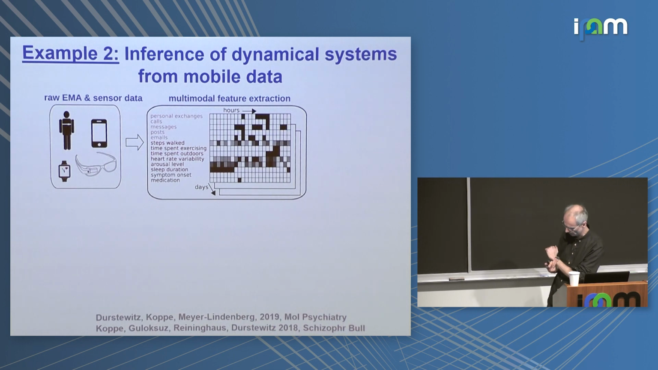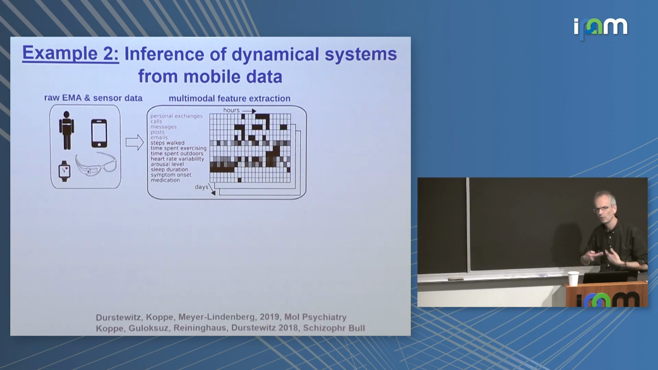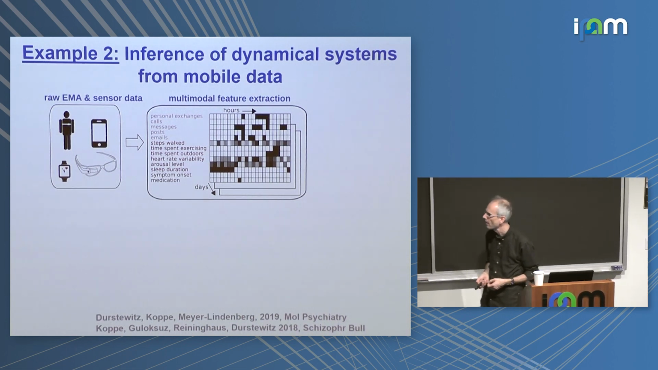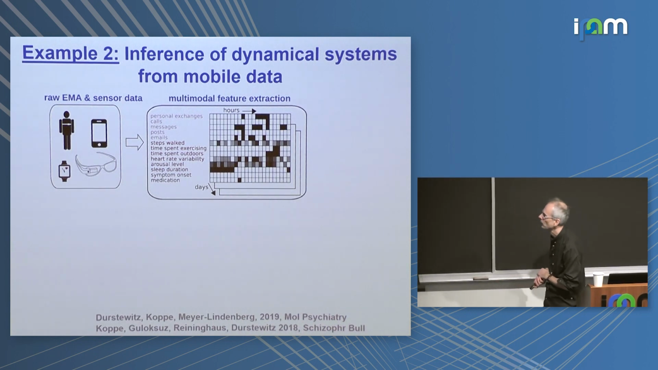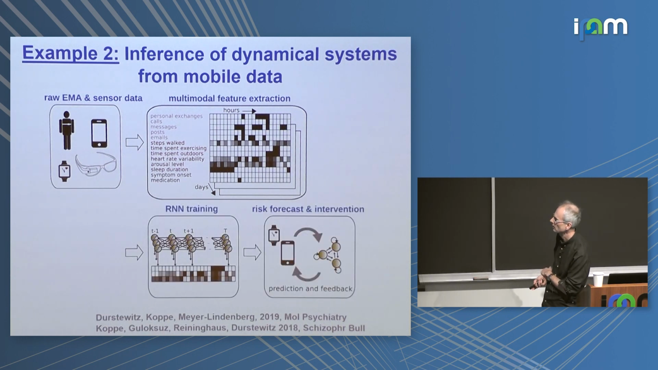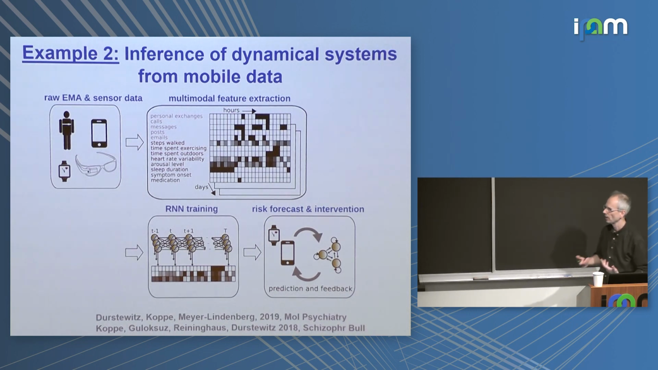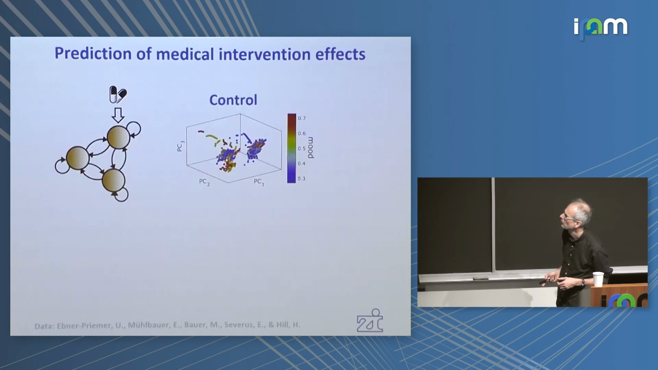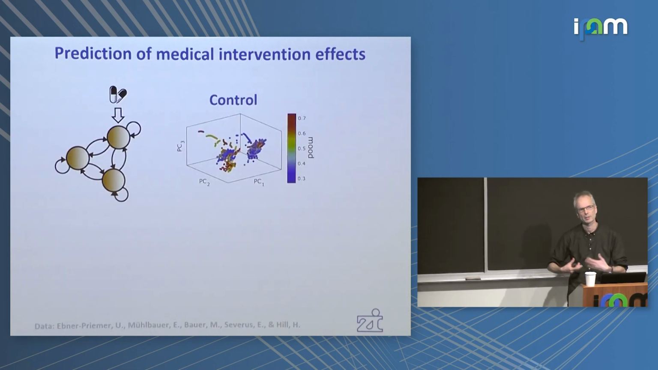Okay, so I'll briefly, I don't go into details here, but basically another line we are following is inferring these networks also from mobile data. And what's quite popular in psychiatry these days are these ecological momentary assessments, where subjects are asked to fill in many emotional, motivational scores each day on some rating scales, and then you might have other modalities in addition. And then the idea is you can use your trained networks in the end to do something like risk forecast. And you might also use them to, for instance, predict the effects of medical interventions.